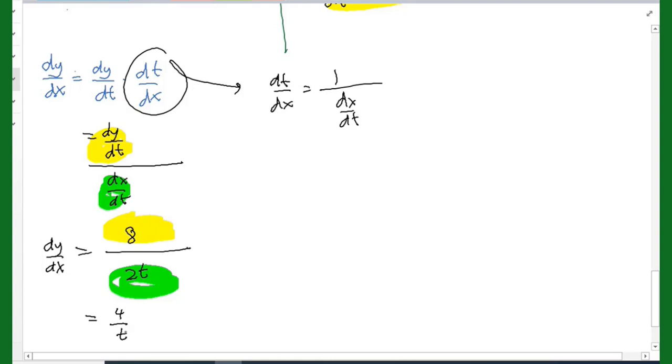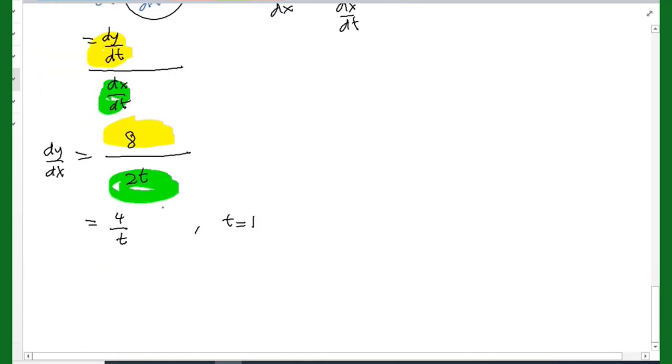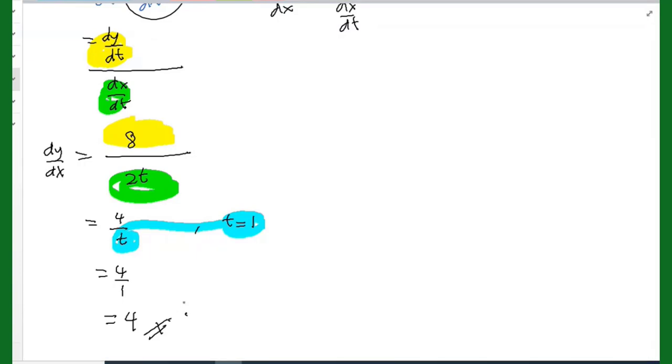dy dx has variables y and x, but here we have a parameter t, the third variable. Now given t is equal to 1, find dy dx at t equal to 1. Substitute: 4 over 1 is equal to 4. Okay, so done for number 30B. This is the graphic idea for differentiating parametric equations.